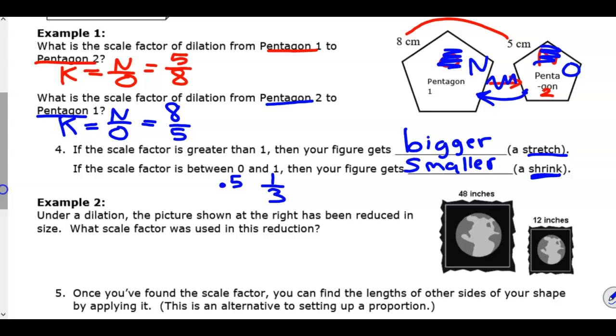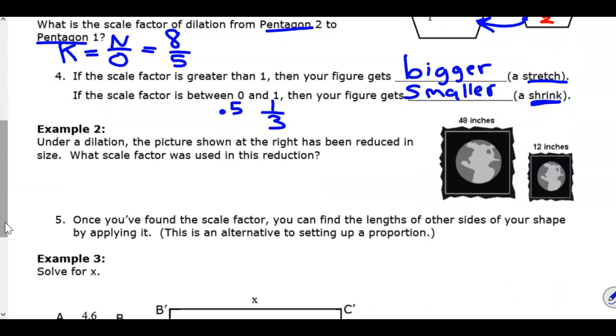Really. Now, example 2, talk about dilation. Under a dilation, the picture shown at the right has been reduced in size. Reduced. Okay, that's my key word. It doesn't tell me which one's new. It doesn't tell me which one's old, but it does have this keyword reduce. Now you tell me, which way is it going if it's reducing? Is it going from left to right or right to left?